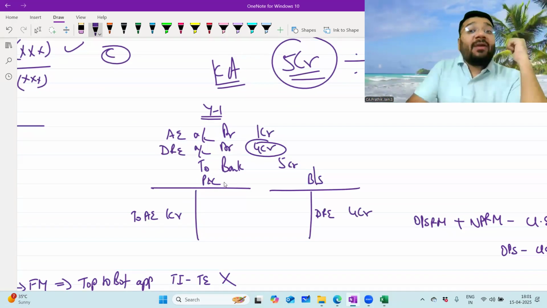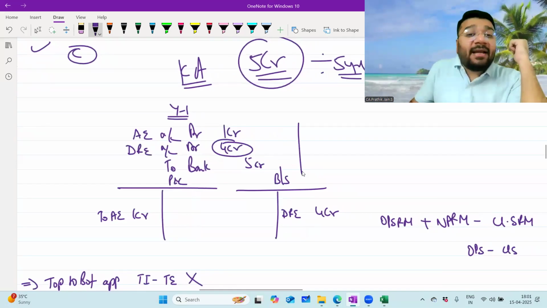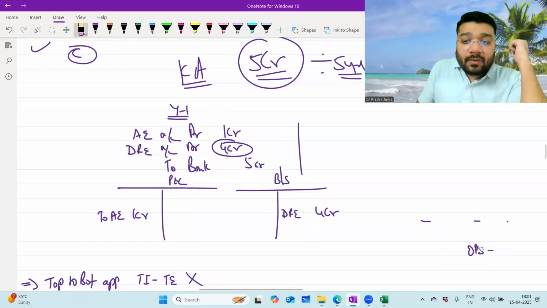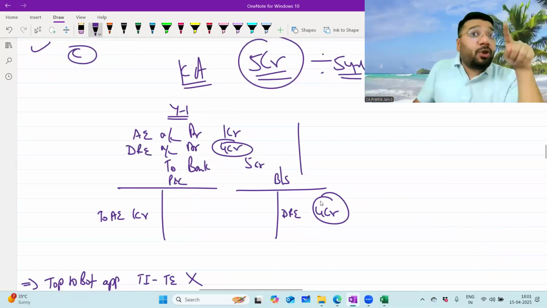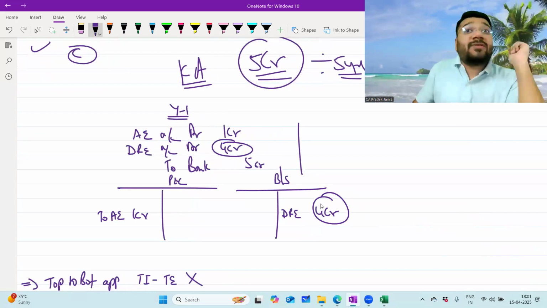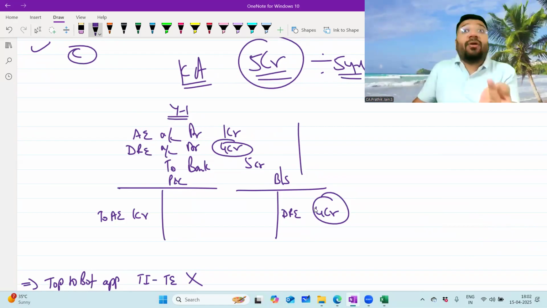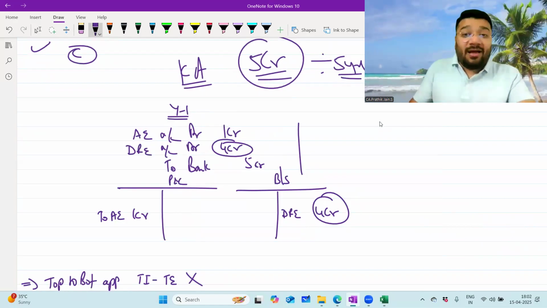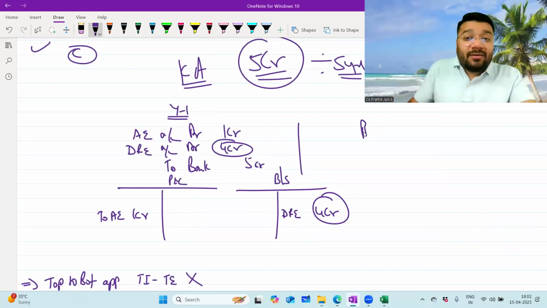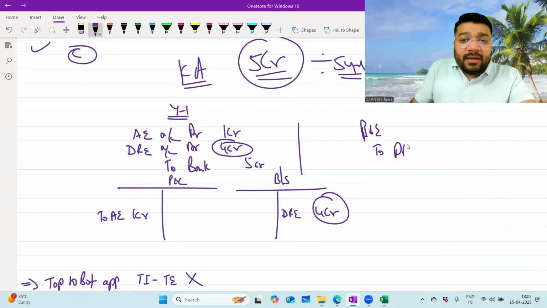Second year, what happens? What is my second year entry? Whatever is there in deferred revenue expenditure, I'm transferring 1 crore from that to P&L. So what is my transfer entry? All this is discussed. 11th, 12th, CA foundation students, 3 times I've discussed this, 4th time I'm discussing. P&L or advertisement expenditure account debit to deferred revenue expenditure, 1 crore.